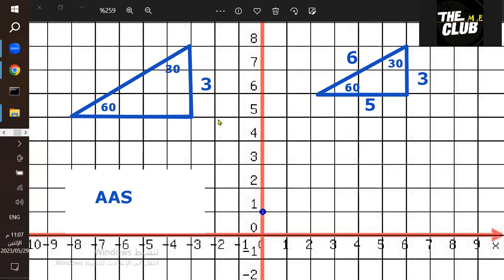That's the idea of congruence, the reasons. At least one side between the 2 triangles is equal, and you add 2 angles to it, it means they are congruent. But what about now, like this? Wait a minute. If I have it like this, what do I say?